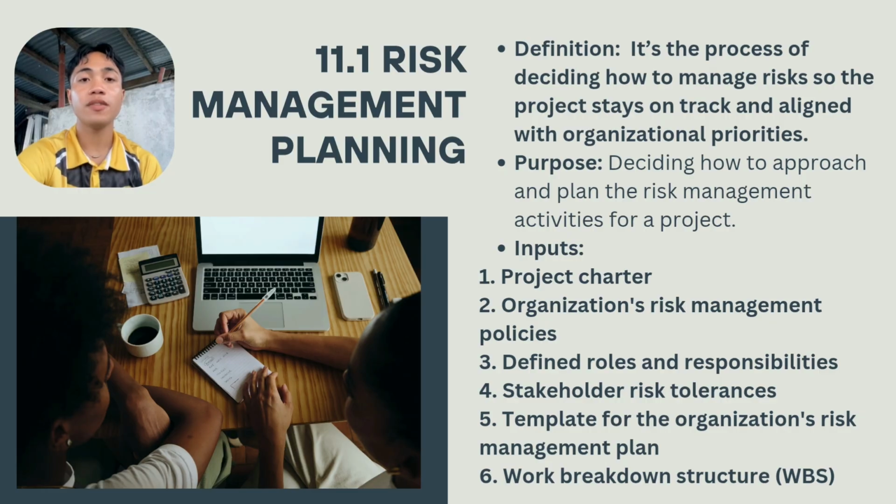Third, define rules and responsibilities. Predefined rules, responsibilities, and authority levels for decision making will influence planning. Fourth, stakeholder risk tolerances. Different organizations and different individuals have different tolerances for risk. This may be expressed in policy statement, revealed in actions.